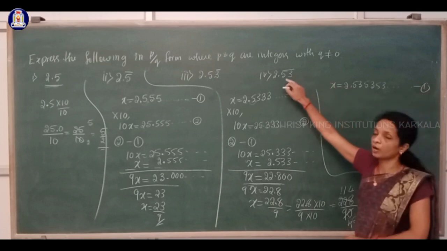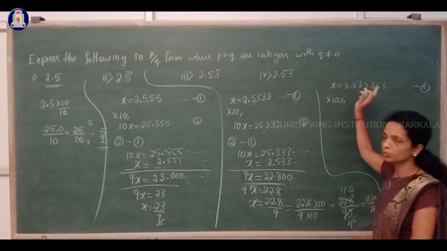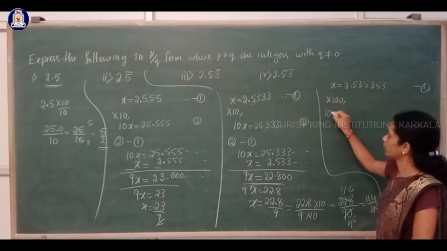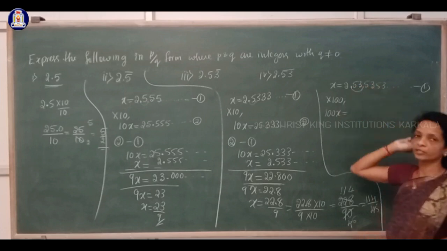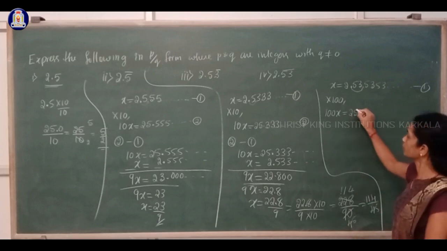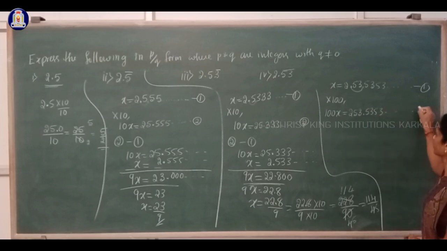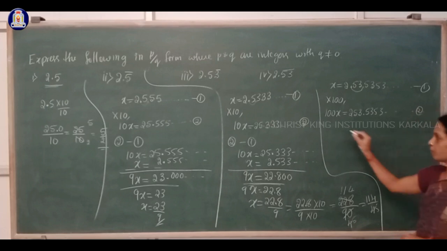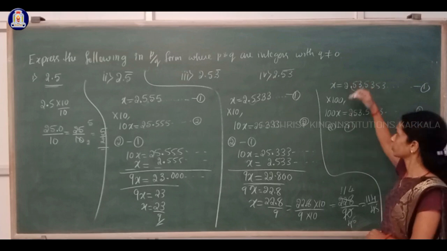Now under the bar you have 2 digits, so you have to multiply by 100 on both sides. So then you will get 100x is equal to, since we are multiplying by 100, you have to shift this decimal point 2 digits to the right side. So your answer after multiplying by 100 will be 253.5353 etc. And take this as equation 2. Now do this operation, equation 2 minus equation 1, subtract 1 from 2.